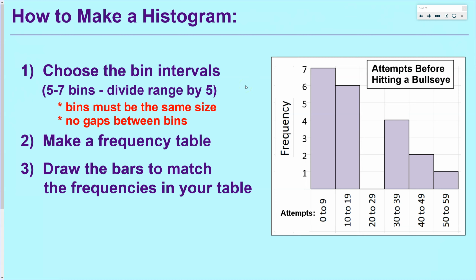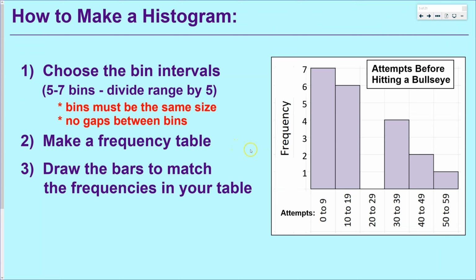If you take your number and divide it by 5 and you get something ugly like 21.6, just round it all the way down to 20, because 20s are easy to count by. If you do that process, you'll roughly get 5 to 7 bins, and at least they will all be the same size. And once we have those bin sizes, we're going to start making our frequency table. So we're going to put the bins in our frequency table.